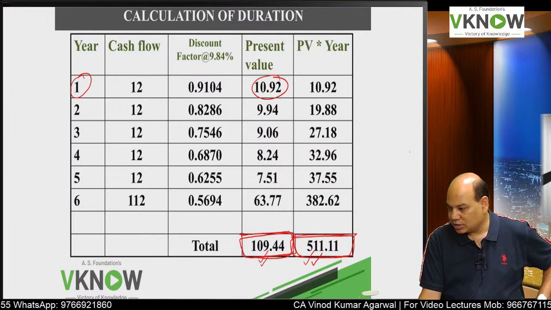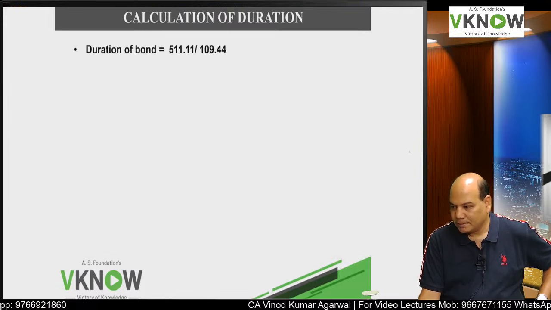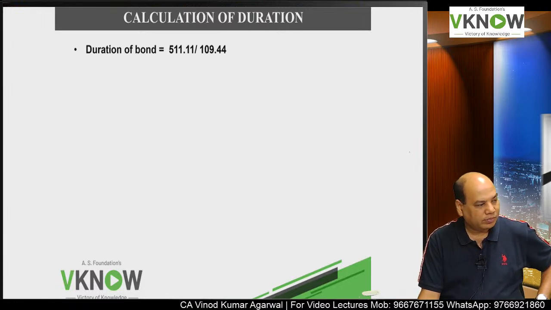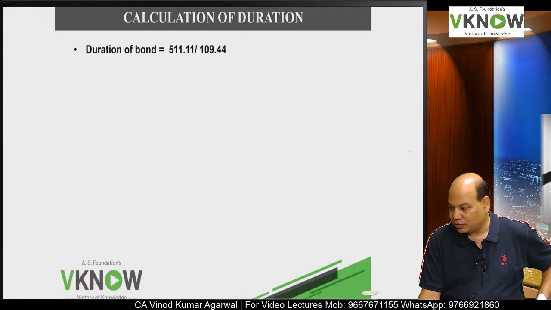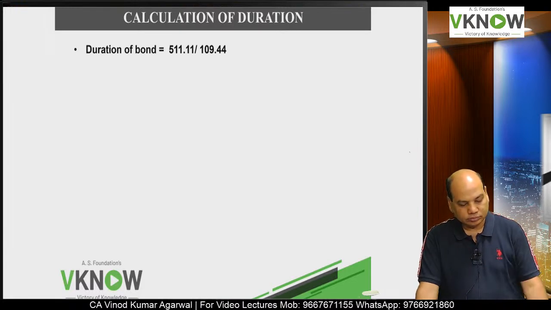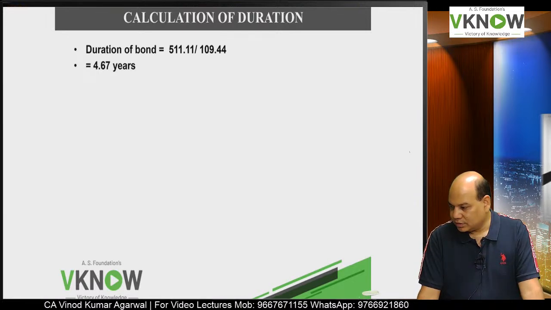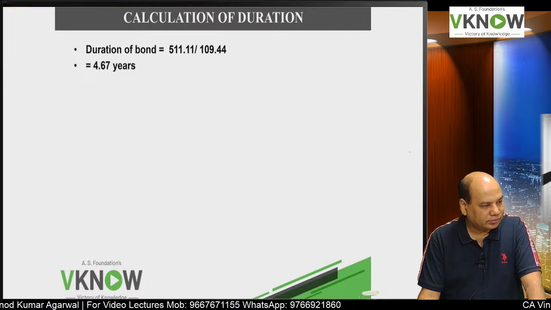Approximately you should get the same answer, and below that write down duration of the bond. Duration of the bond is equal to total of the last column 511.11 divided by total of present value 109.44. So what is the answer? Come on fast. What is the answer? 4.67 years. Is it right? 4.67 years.